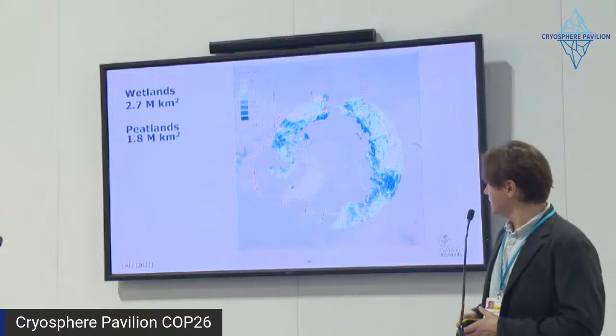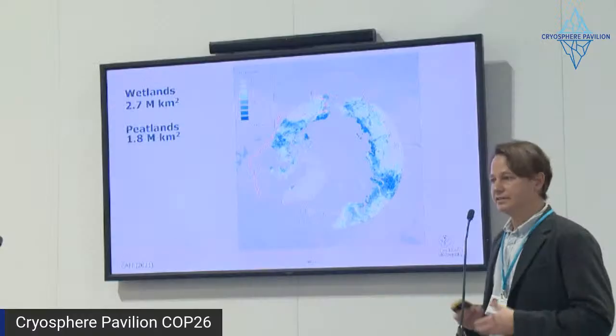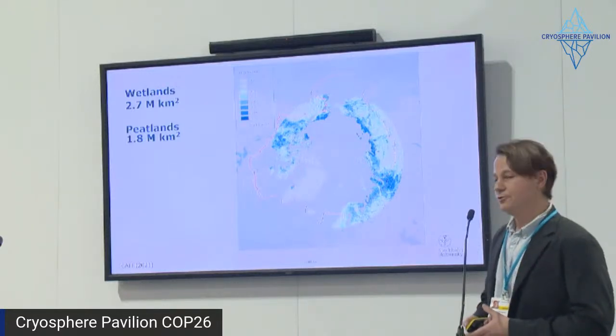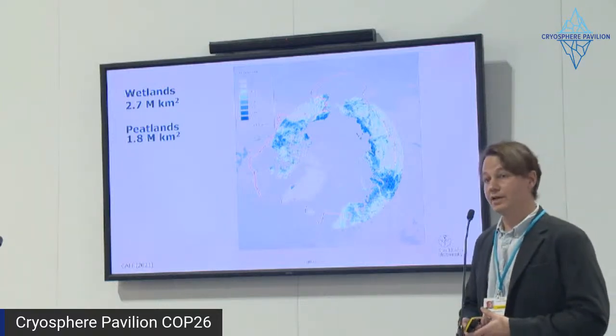We find that north of 60 degrees, which is the area we mapped, we have 2.7 million square kilometers of wetlands, and 1.8 of those are peatlands. You see the extent of the wetlands in the map here, and the red line outlines the boundary of the CAFF working group, the biodiversity conservation working group of the Arctic Council. That is their area of interest. Unfortunately, we didn't have map products that could align exactly to their area of interest, so we're missing products for some parts, especially in the US.